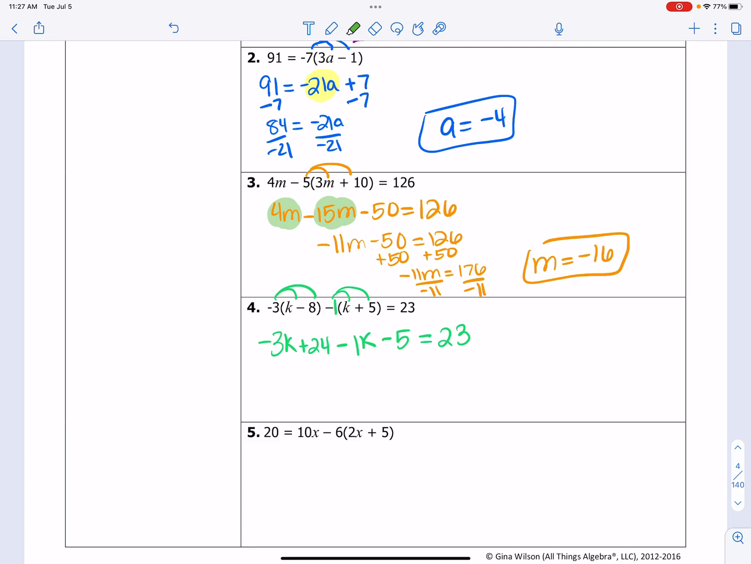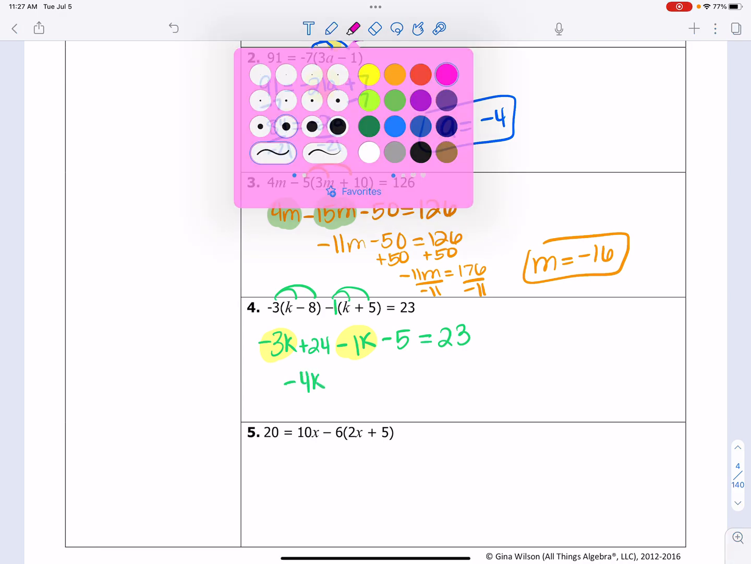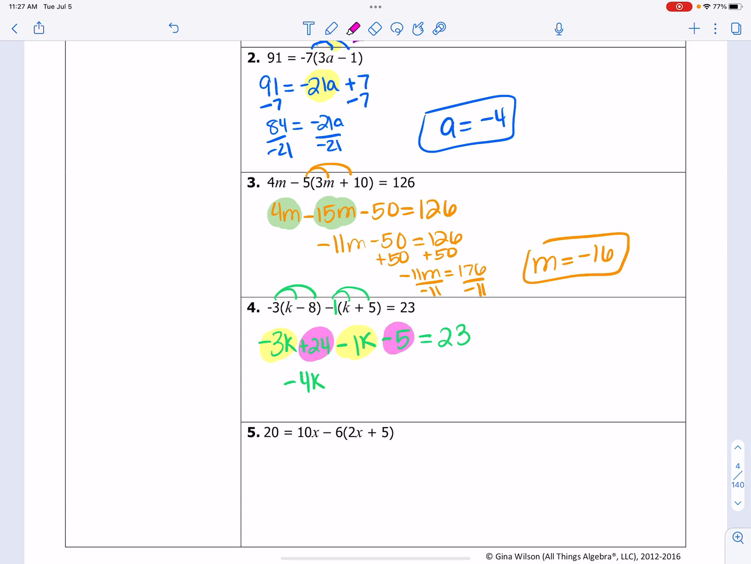Okay, so now I'm going to look at my like terms. I've got a negative 3 and a negative 1. They're on the same side. That's a negative 4k. And I would get these like terms together too. And that's what I mean by I would just deal with that. You've got 24 minus 5, which is plus 19. Okay, so then I'm going to minus 19 to the other side.